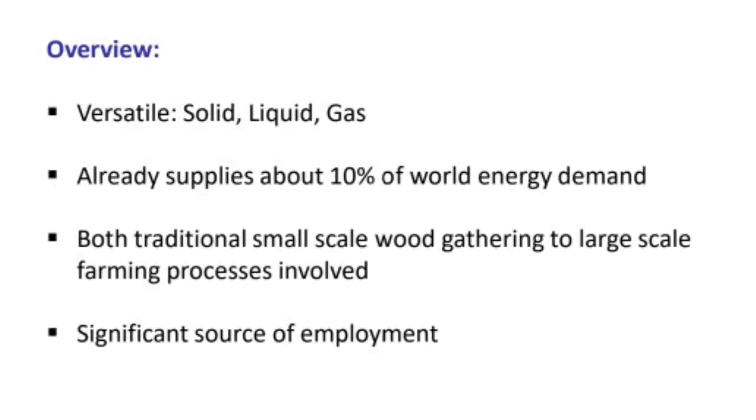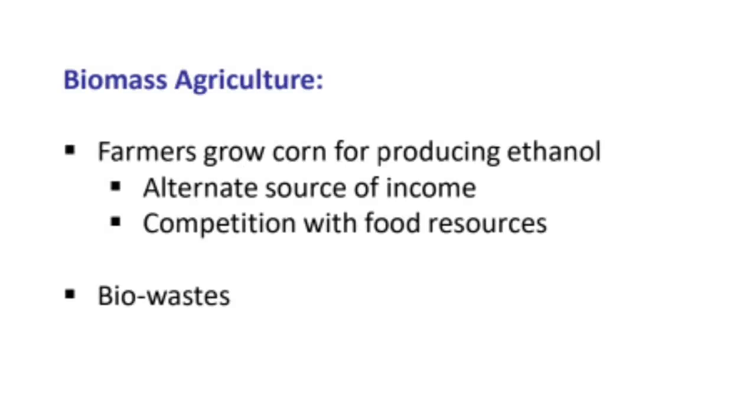So what is the overview? It is versatile, that is solid, liquid, or gas, and already supplies about 10% of world energy demand. Both traditional small-scale wood gathering and large-scale farming processes involve a significant source of employment. Biogas agriculture: farmers grow corn for producing ethanol, an alternate source of income, but with competition with food resources, and bio-waste.